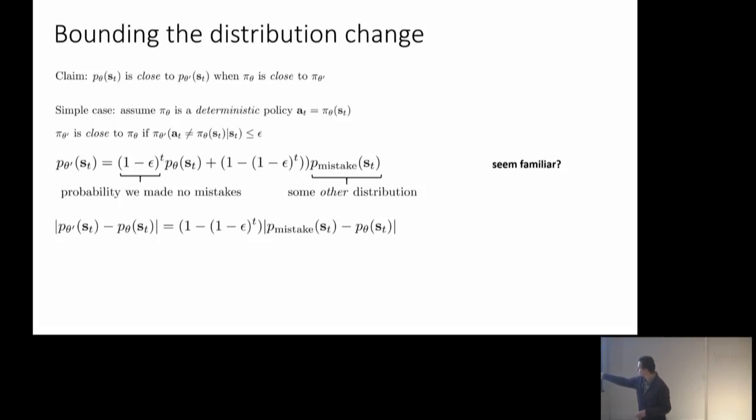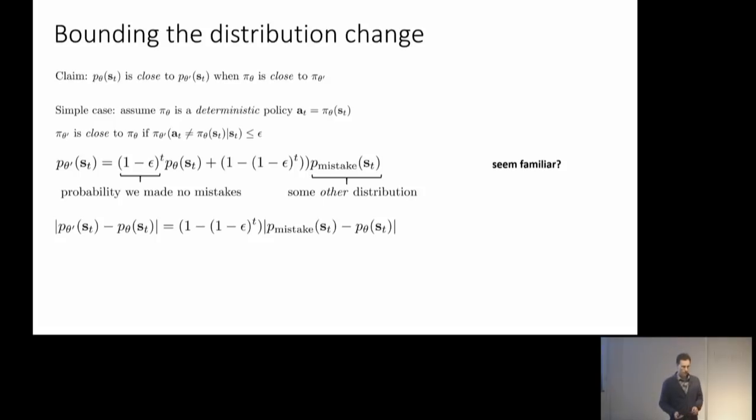And of course, if you substitute in for p of pi theta prime this equation, then the first term cancels out because p theta minus p theta is 0. So all you really are left with is this mistake term. You have 1 minus epsilon to the t, which is the weight on this, times the total variation divergence between p mistake and p theta, because the divergence between p theta and p theta is, of course, 0. So that's very convenient. We have just this thing. This number might not be so large, and we'll see that in a second.